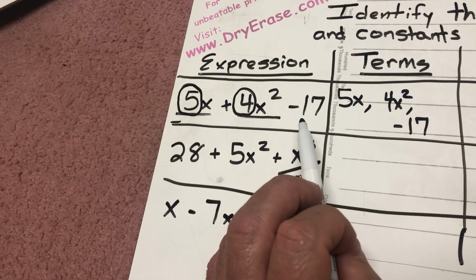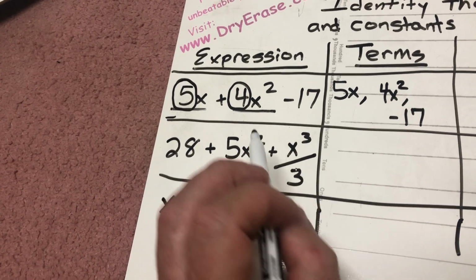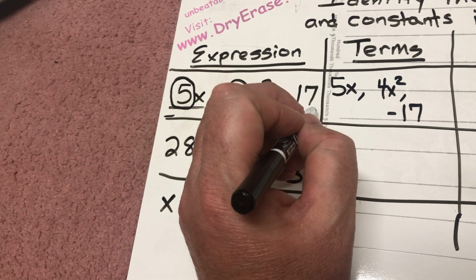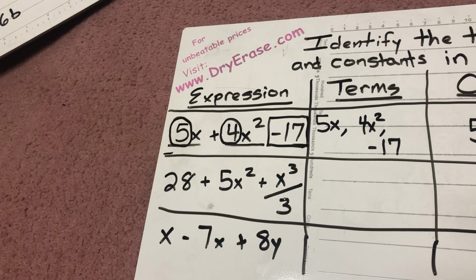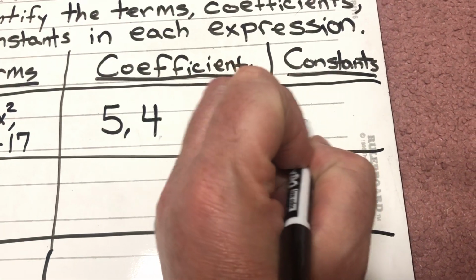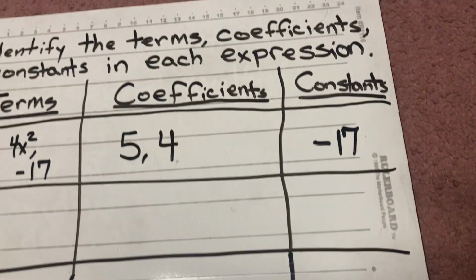The constants are basically the numbers that stand alone, okay? And in this case, it's a negative 17. That would be the constant. That's the only number that kind of stands alone as its own digit. So the constant would be a negative 17.